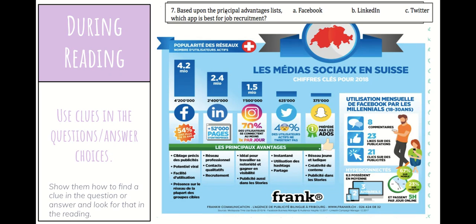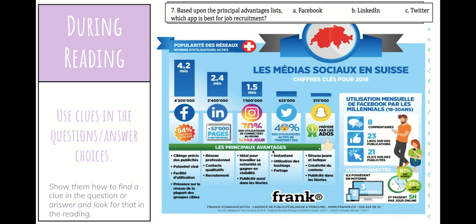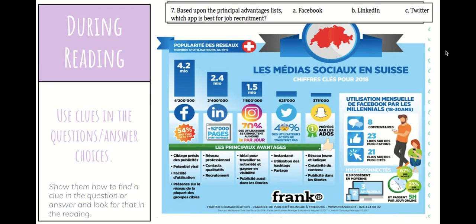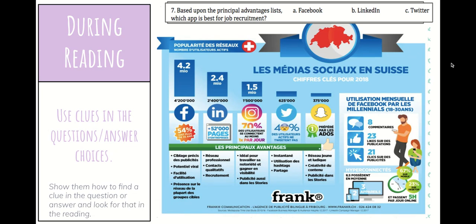Another example, based on the principal advantages list, which app is best for job recruitment? So with principal advantages list, they have to look around for something that looks like that. And then they have to find something that looks like job recruitment right here. And that's Indeed or LinkedIn. There we go. So simple stuff, just teaching the kids to use cognates, use good skills, find it in the text, looking around it, and then making your answer.